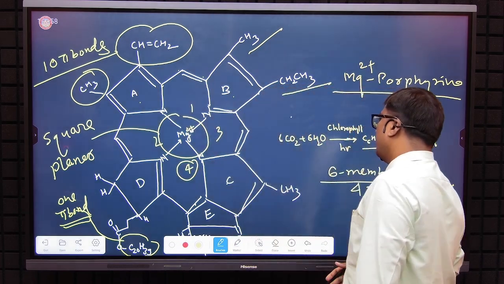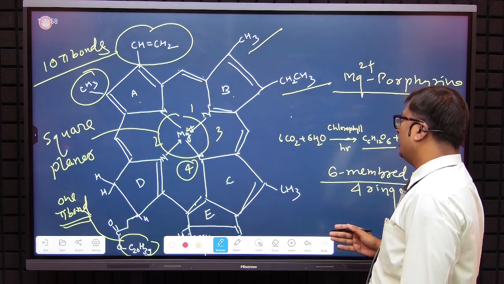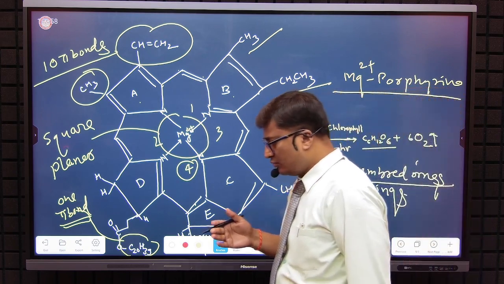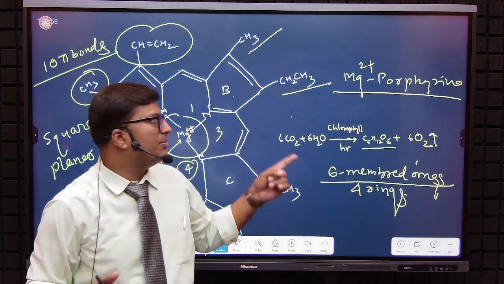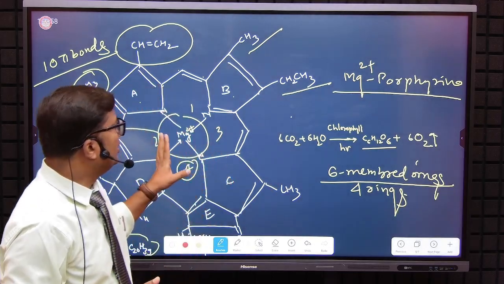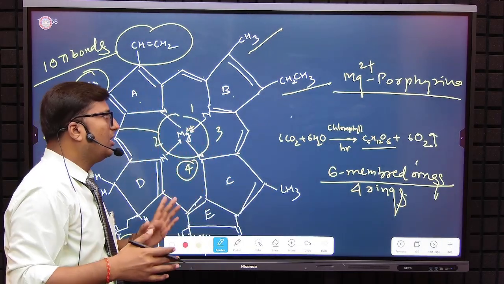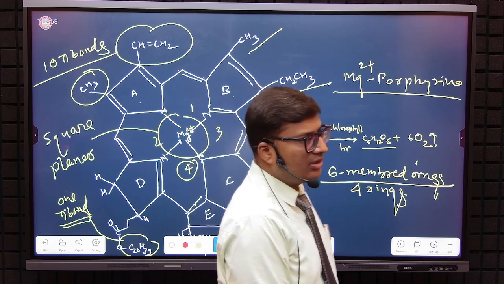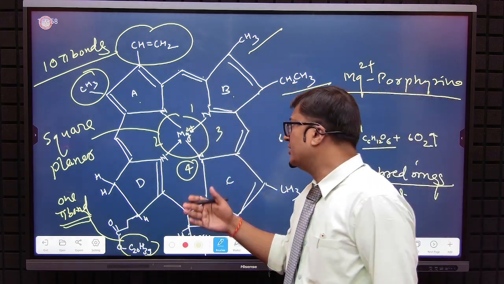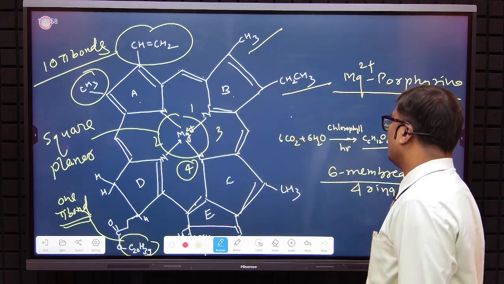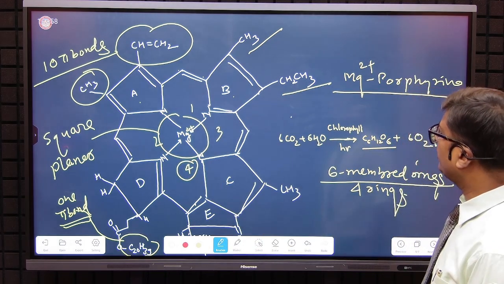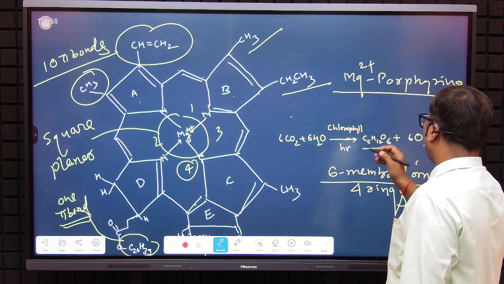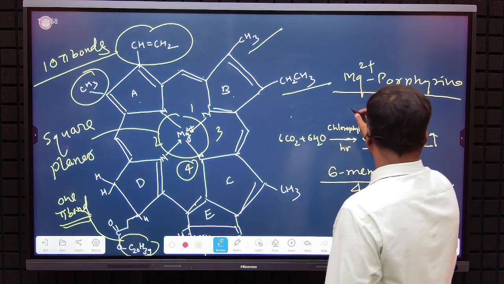So because of the high conjugation, they absorb visible light. The emission of this particular compound is intensely deep green, and that deep green is the naturally occurring chlorophyll that is present in the green plant. And this is the most important compound, because this Mg2 plus porphyrin is chlorophyll.